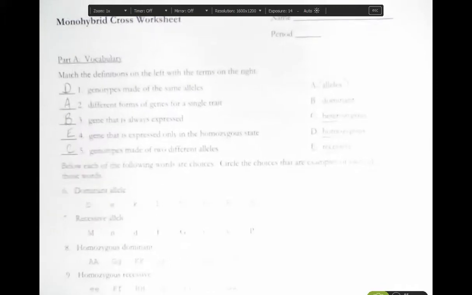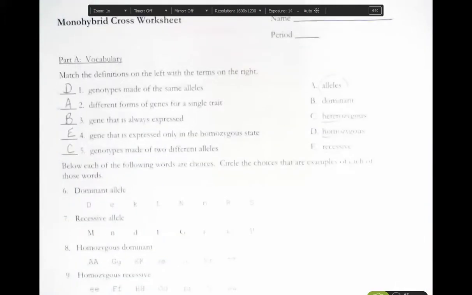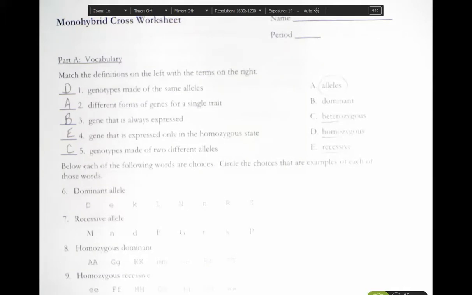Alright, so now we're going to apply our vocabulary. We're going to look at dominant allele, and what it wants us to do is circle the choices that are examples of each of the words. So anytime we write a dominant allele, what do we do to it? We capitalize it. So we are looking for capital letters in here.